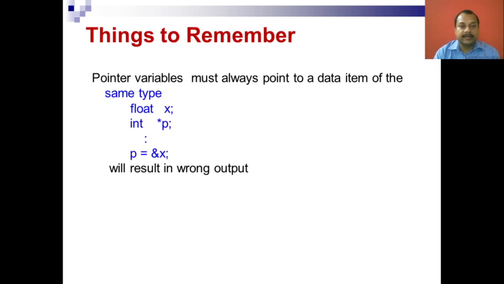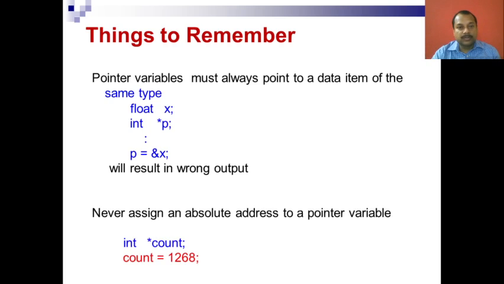By this declaration, I am declaring p with the expectation that it will hold the address of a memory location where the content will be interpreted as an integer, but when I write p equals ampersand x, it is actually a floating point number. The interpretation of an integer and a floating point number is completely different, so it will give you wrong output. Again, sometimes you may get an error, sometimes you may not. That doesn't mean that you are doing it correctly.